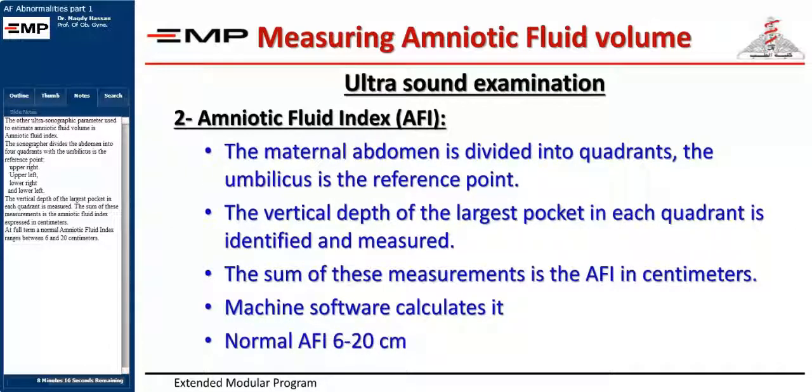The other ultrasonographic parameter used to estimate amniotic fluid volume is the amniotic fluid index. The sonographer divides the abdomen into 4 quadrants, with the umbilicus as the reference point: upper right, upper left, lower right, and lower left. The vertical depth of the largest pocket in each quadrant is measured. The sum of these measurements is the amniotic fluid index, expressed in centimeters. At full term, a normal amniotic fluid index ranges between 6 and 20 centimeters.